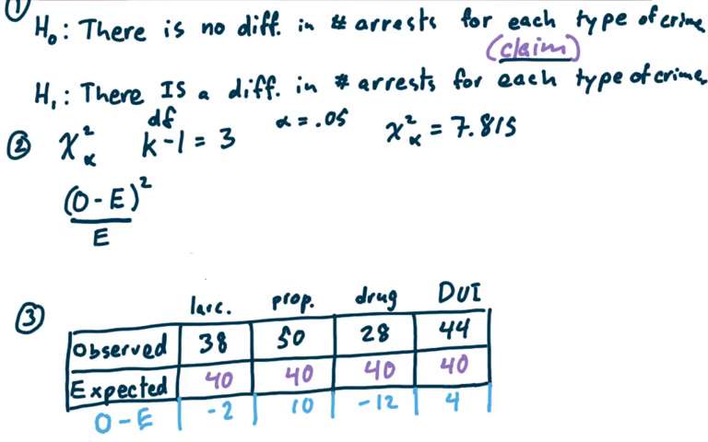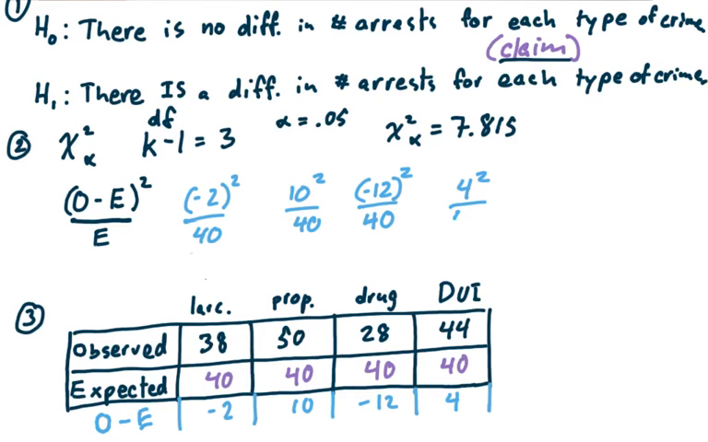So this first one is going to be -2 squared over 40. This next one is going to be 10 squared over 40. So see, they're all over 40, right? -12 squared divided by 40, and 4 squared divided by 40 as well. We compute chi-squared by taking the sum of all of these values. So I'm just going to say plus signs in between.